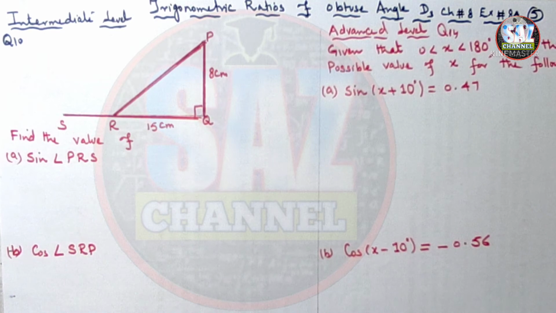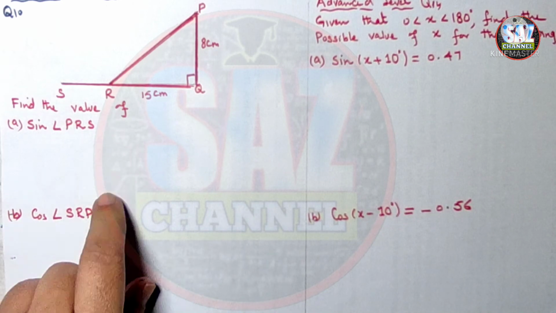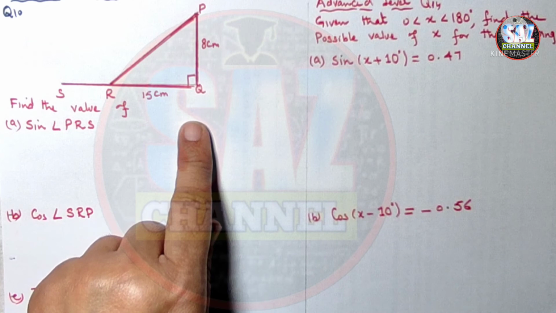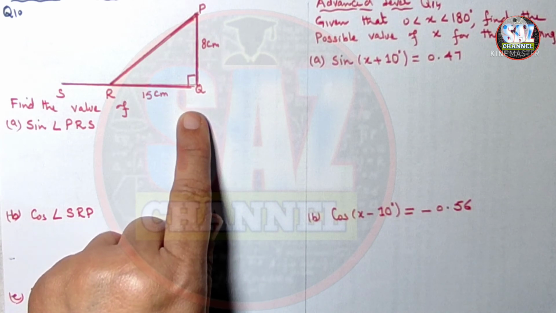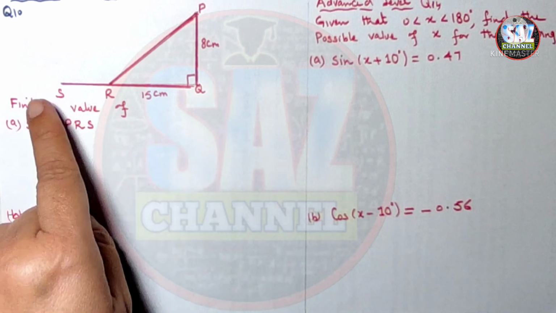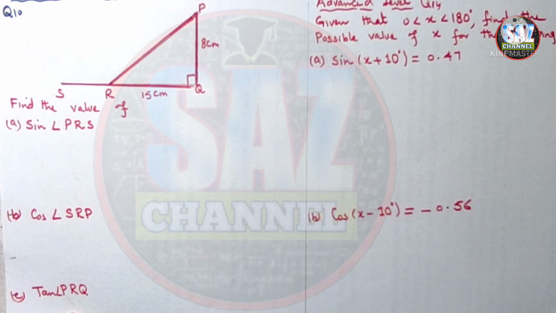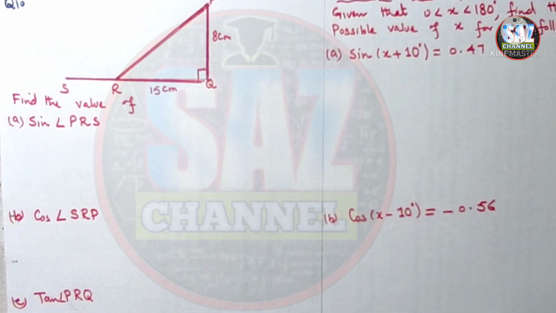In this class, we will be discussing intermediate level question number 10. Question 10 says that in the figure, SRQ is a straight line, and angle Q is 90 degrees, and PQ has a length of 8 centimeters and QR is 15 centimeters. Then we have to find the value of the following. The first is sine of angle PRS. The second is cos of angle SRP, and the third one is tangent of angle PRQ. So let's move to the solution of the question.